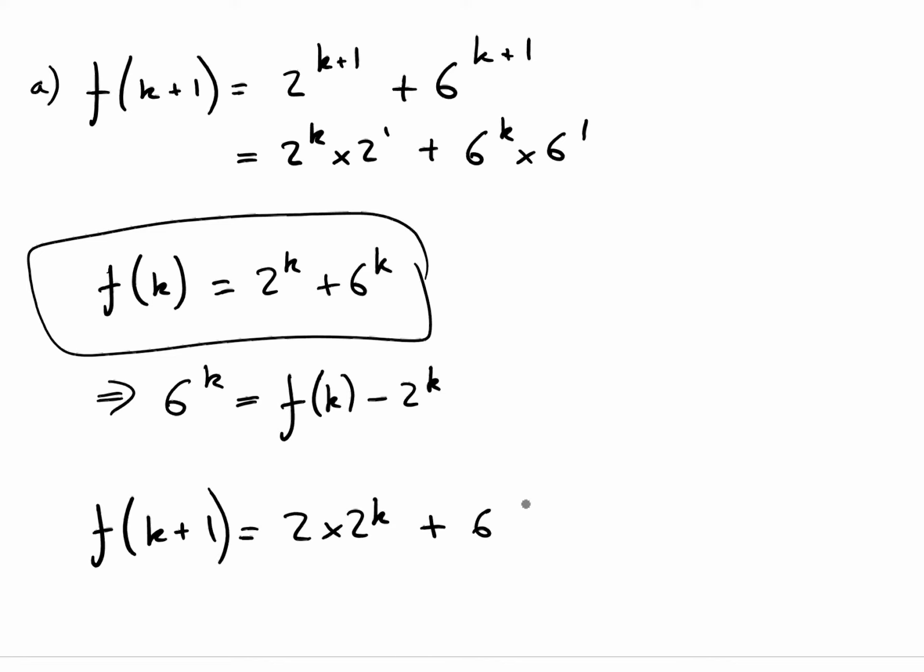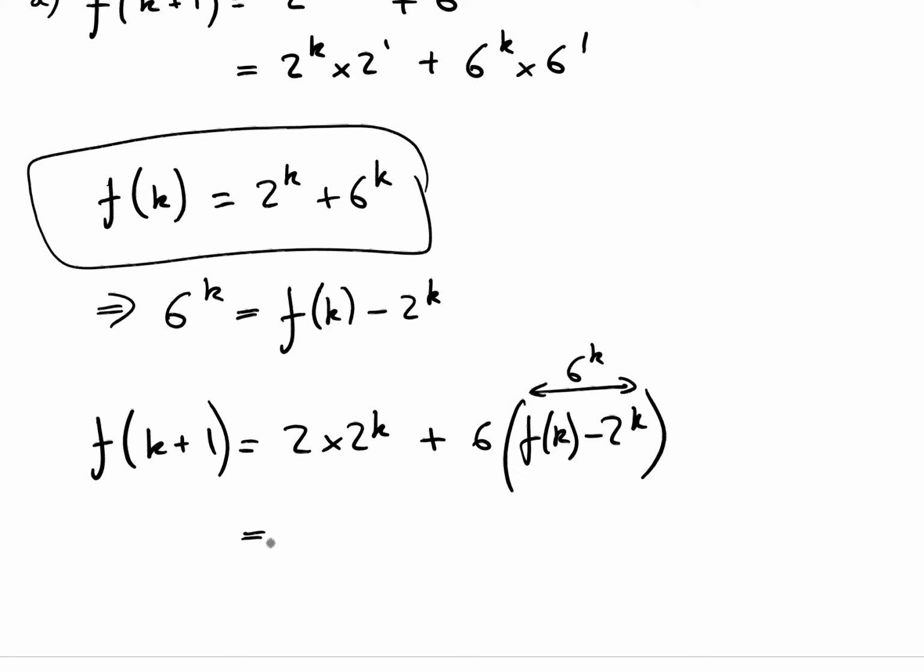It's f of k minus 2 to the power of k. So I've just replaced that in there for 6 to the power of k, and I've just come up with an expression for that. Now I'm just going to expand this, and hopefully I'm going to get what I'm after. So 2 times 2 to the power of k plus 6 times f of k minus 6 times 2 to the power of k.